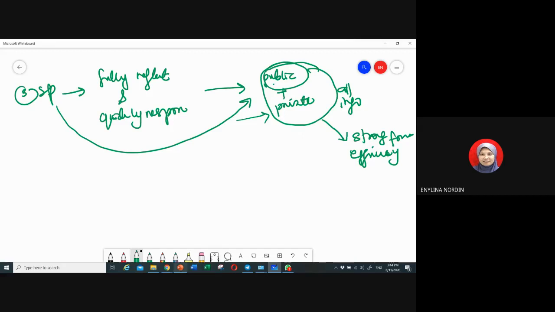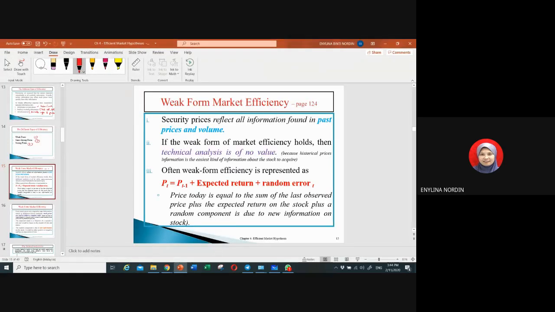Okay, right. Let's go back to the slide. You can see here, weak form market efficiency. This is a definition, like I mentioned just now. The weak form efficiency implies that the stock's prices reflect all information found in past prices and its volume. So if the weak form of market efficiency holds, then we could say that the technical analysis is of no value. That means useless.